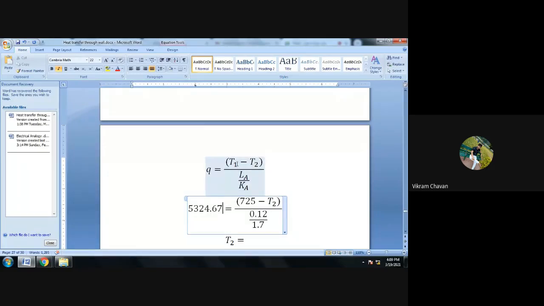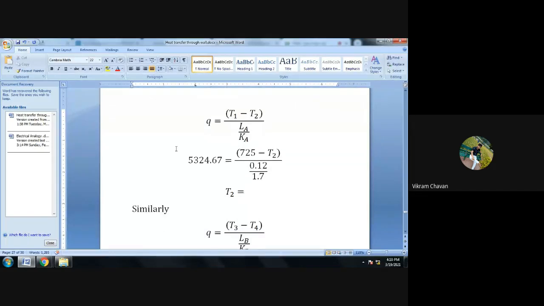So take that value, 5324. T1 is the given quantity, equal to 725, and T2 we need to determine. So 725 minus T2. L suffix A is the thickness of wall A, equal to 0.12, and K suffix A is the thermal conductivity of wall A, equal to 1.7. Just put in the values and find T2, the temperature at the exit of wall A.